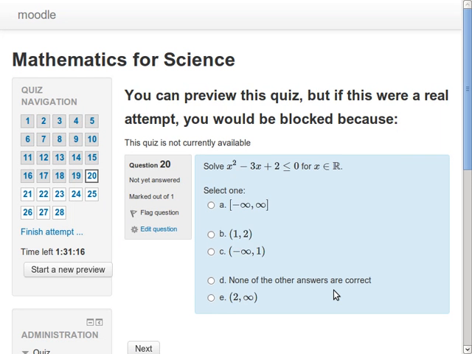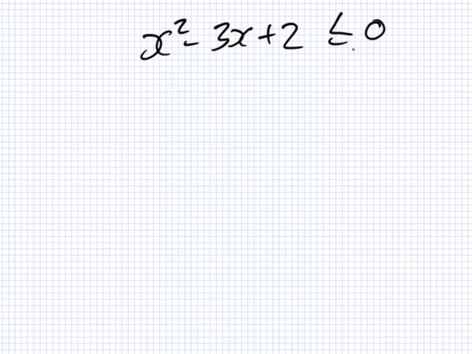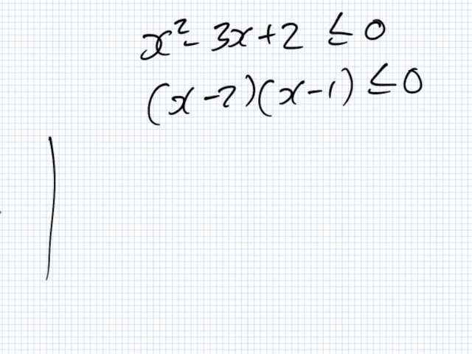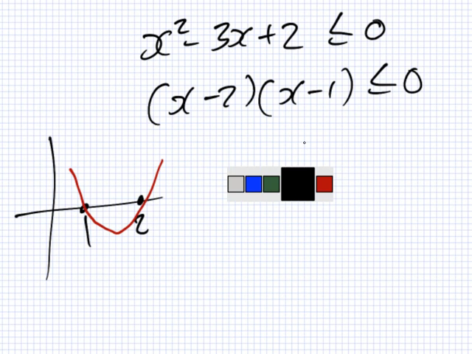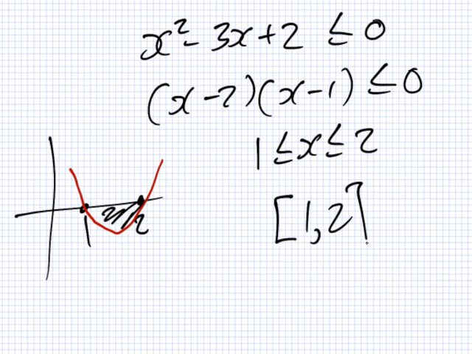Right, x squared minus 3x plus 2 less than or equal to 0. So that means we have x minus 2, x minus 1 less than or equal to 0. So that means x should be between 1 and 2. So the answer is this. So which one is that?